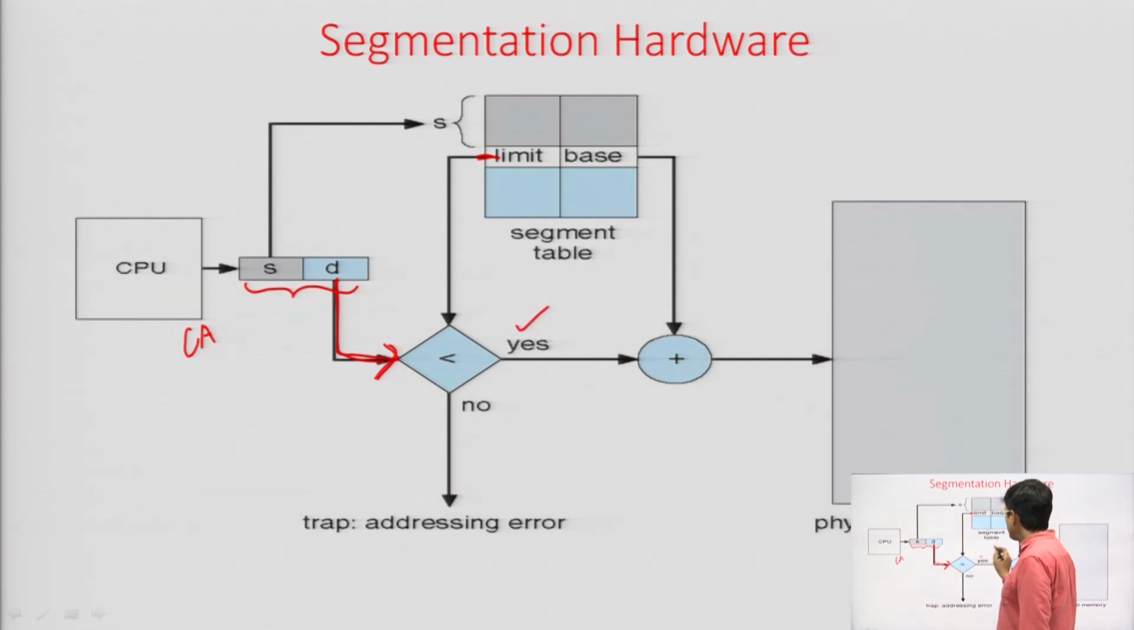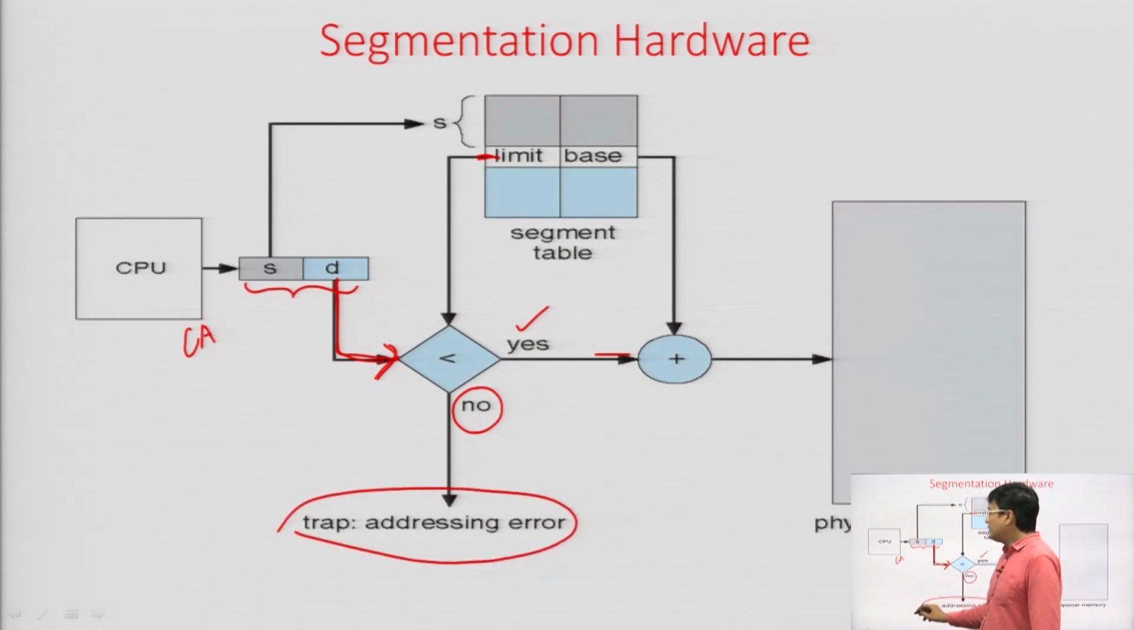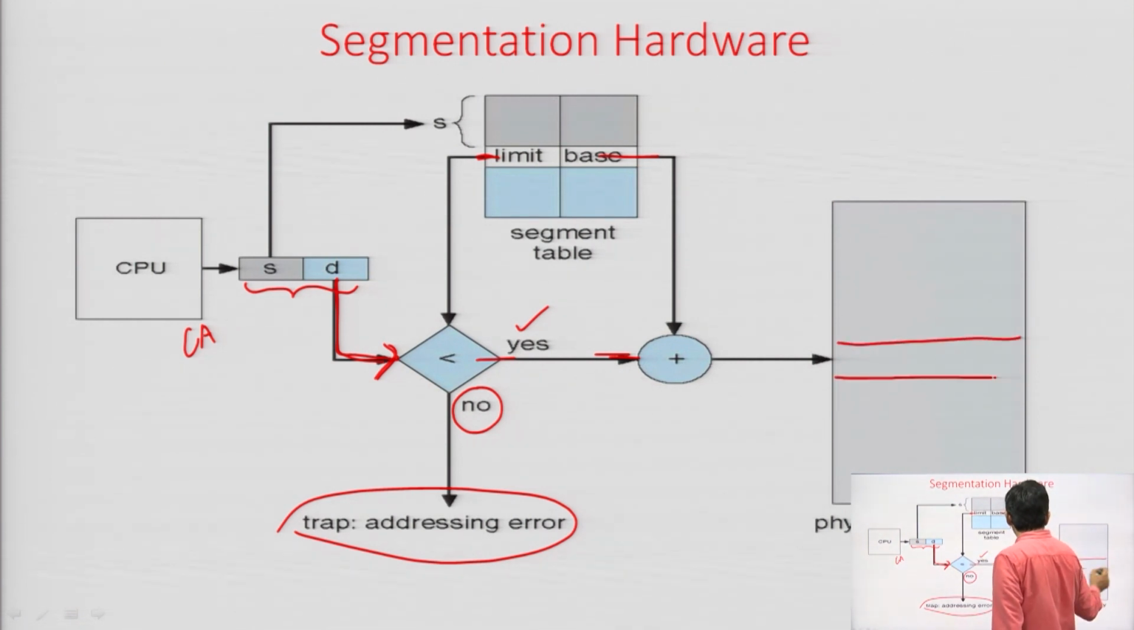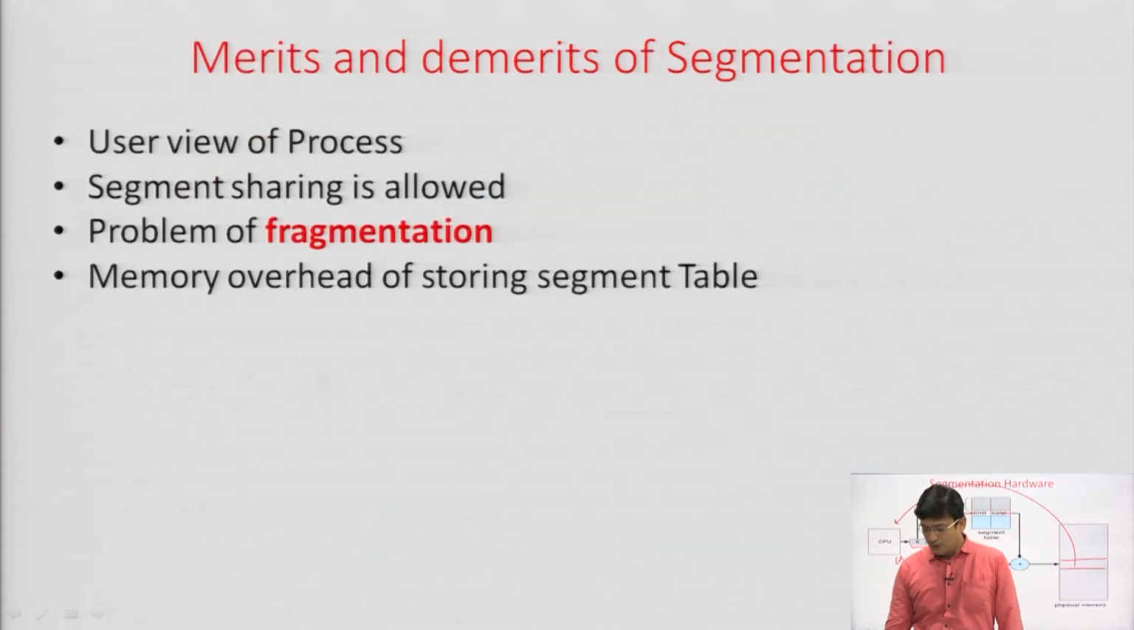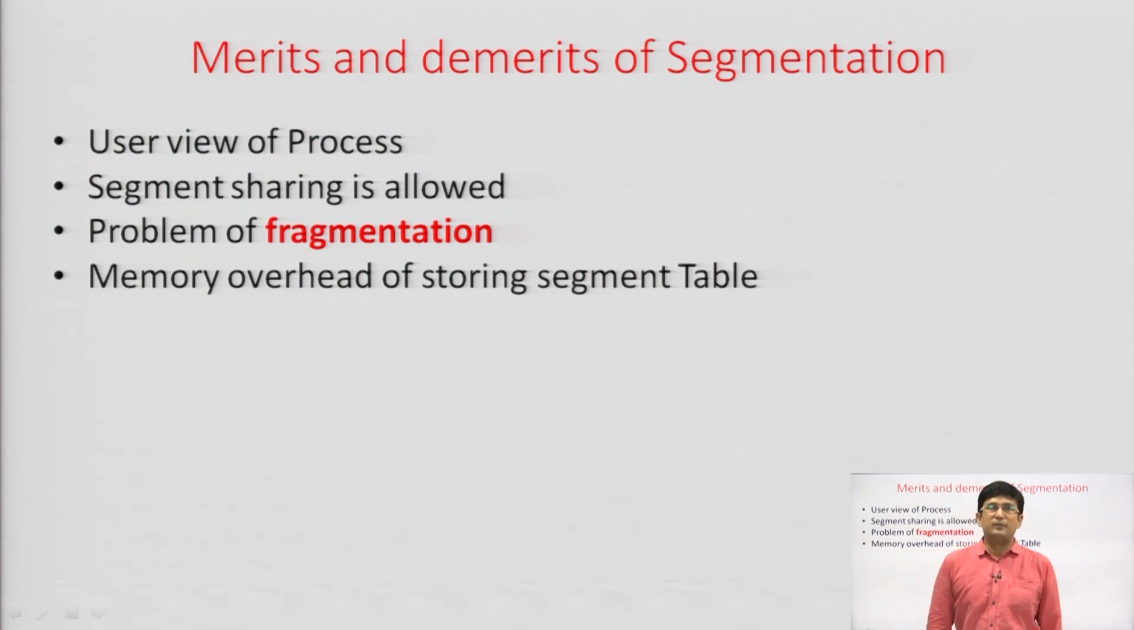If it is so, we go for the other part. Otherwise, if it is not less, it means this is an addressing error, and you will throw the addressing error from here. Fine, let us say the address is correct, then you add the base to the offset referred, and this gives you the actual location of the instruction in the main memory, and you can send it to the CPU for execution. So, this was all about segmentation and all of the schemes that we have discussed so far.